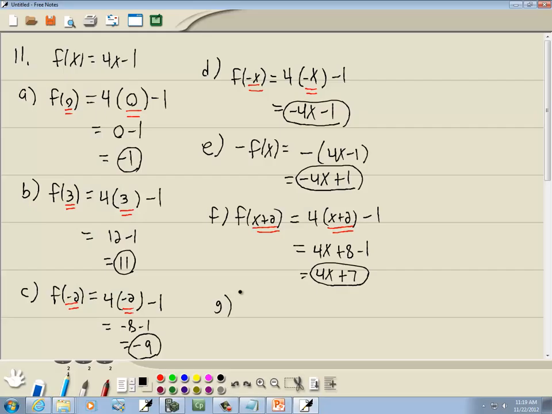Next one is f of 2x. Again, we're going back to our 4x minus 1, where x is, you put in parentheses. Everything else remains as is. Whatever's inside the parentheses here is what you put in right here. So put 2x in there. 4 times 2x is 8x, and 8x minus, well, that's just 8x minus 1.